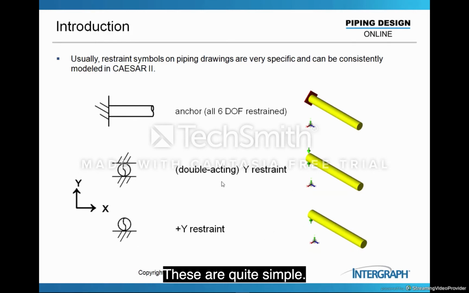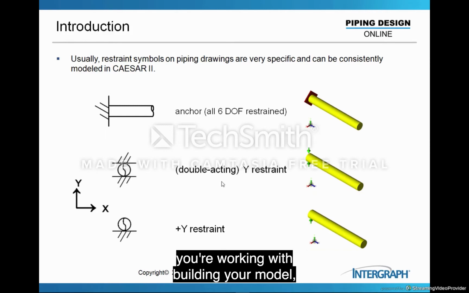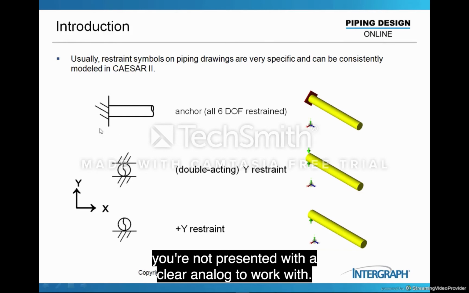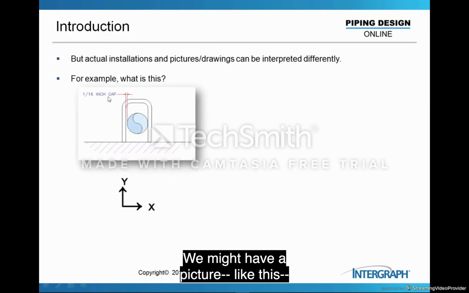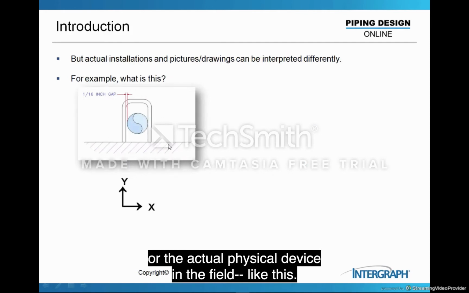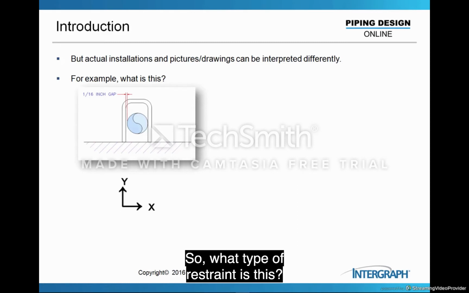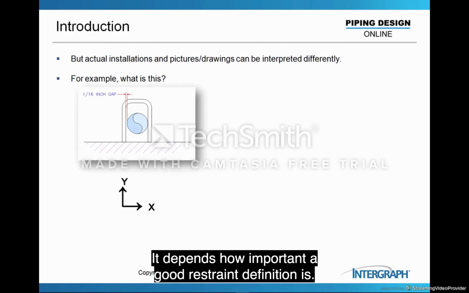These are quite simple. Unfortunately, a lot of times when you're building your model, you're not presented with a clear analog to work with. We might have a picture like this, or the actual physical device in the field like this. So what type of restraint is this? It depends how important a good restraint definition is.